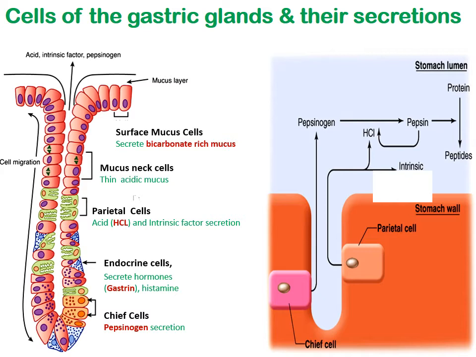Mucus cells usually secrete the mucus. Bicarbonate-rich mucus will be protecting the surface of the gastric mucosa, because inside the stomach you know that there is HCl or hydrochloric acid, which is acidic. So you need some kind of base to neutralize the acid. Otherwise, the HCl can corrode the gastric mucosa. It can kill or destroy it. So in order to protect it, we have to have a lining of bicarbonate-rich mucus layer there. That is the function of that surface mucosal layer.